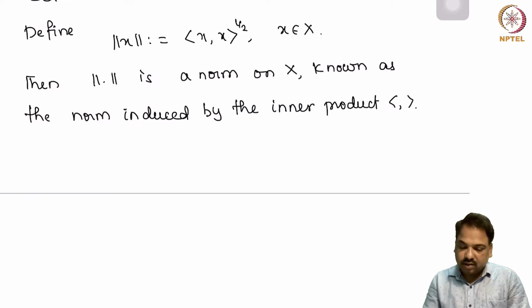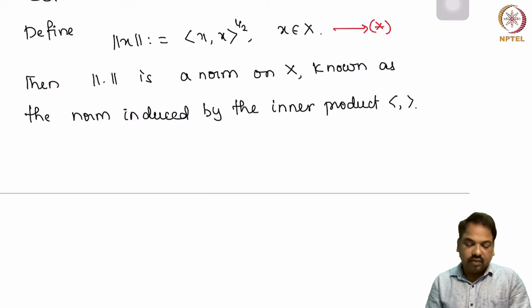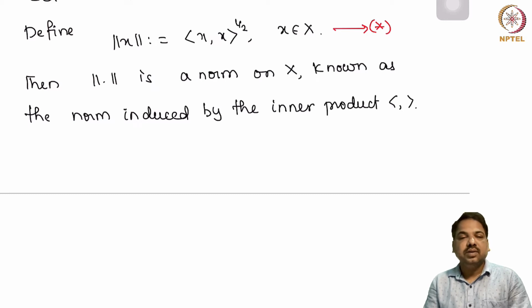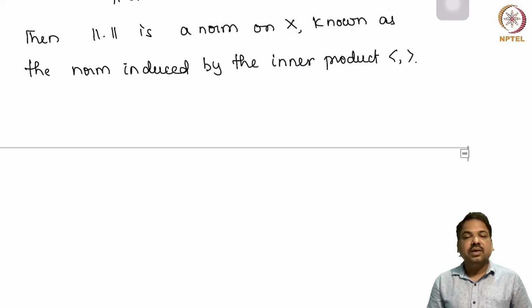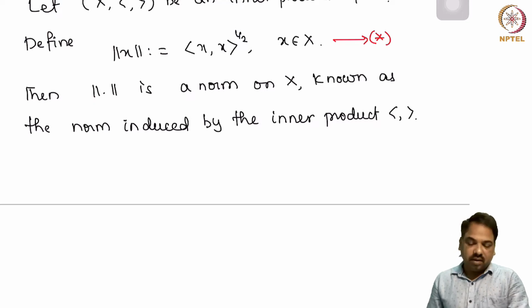That means we have to show that, let us call this star, the function defined in star actually satisfies all the axioms of norm. If you look at the definition, it is easy to see that if the function value at x equals 0, that means inner product x with x equals 0, that automatically gives that x equals 0, and it always takes positive values. And if you look at the function value at lambda x, then we can easily show that it is mod lambda multiplied by the function value. So the only thing we have to show is the triangle inequality. In most cases, showing the triangle inequality is difficult, and the other axioms are a bit easy.